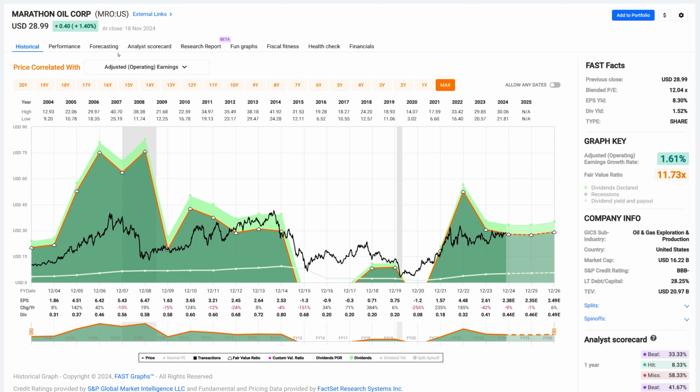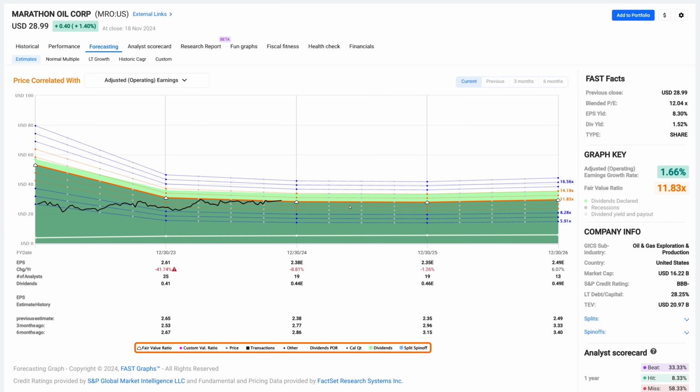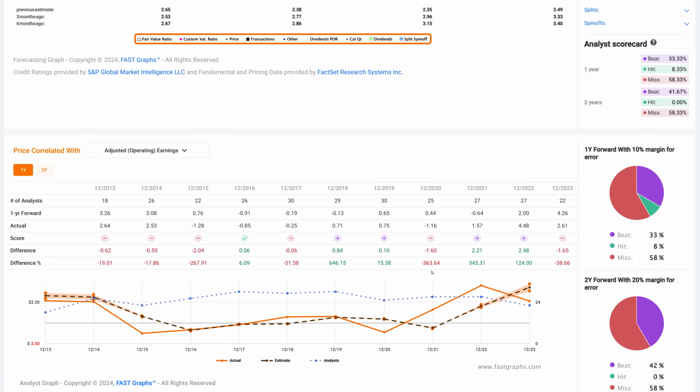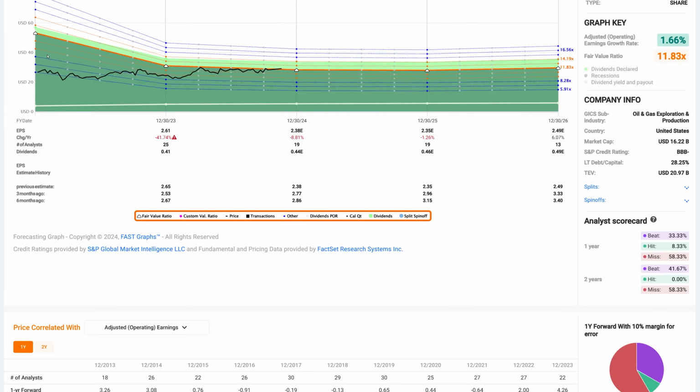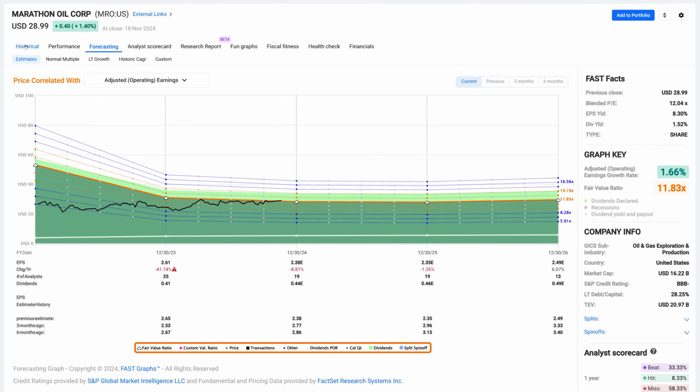Marathon Oil, again, earnings all over the place. Earnings have been collapsing since, let's say, 2.5 and 2.6. They're starting to earn some money again. They're forecast to have pretty flat earnings going forward. Again, I go down the analyst scorecard. It's horrible. The analysts have missed over half the time. So very, very difficult to forecast.